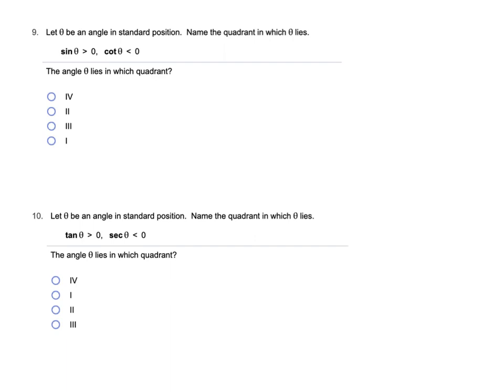Okay, so now here we get to 9 and 10. The way these two problems are worked, we're going to use the chart, the all students take calculus chart. It's very, very helpful. And remember, what this chart does is it tells us in which quadrants the trig values turn out to be positive. So the A represents all, which means every single trig value for an angle in the first quadrant is positive.